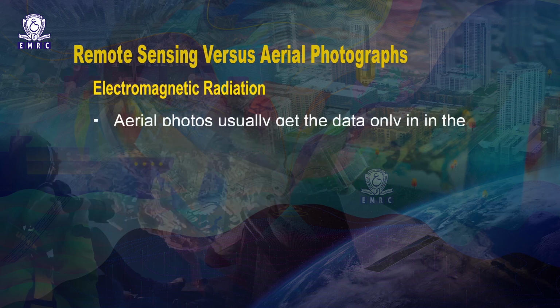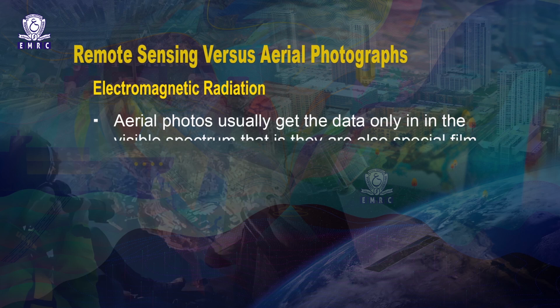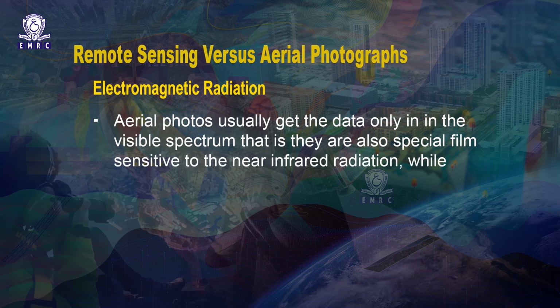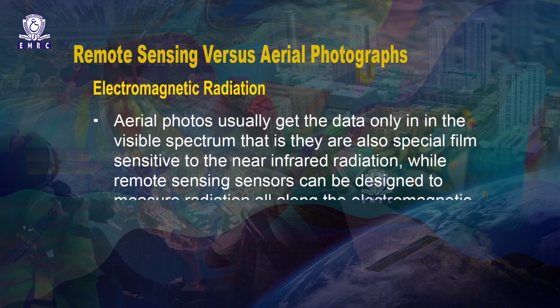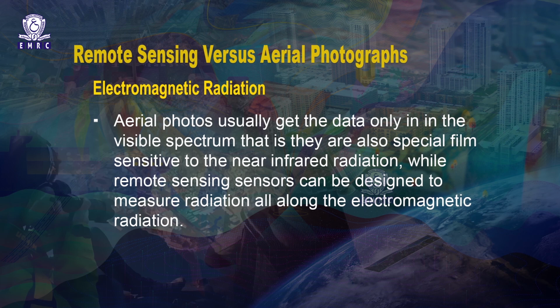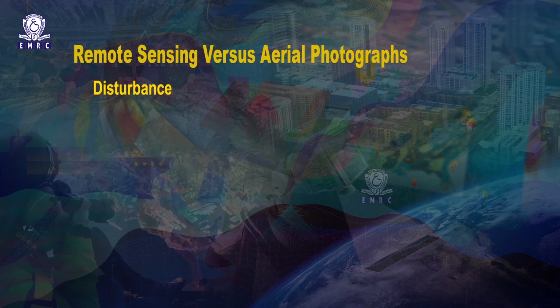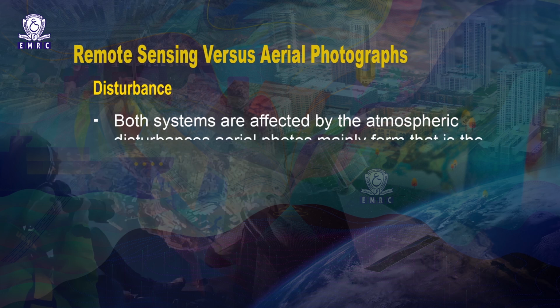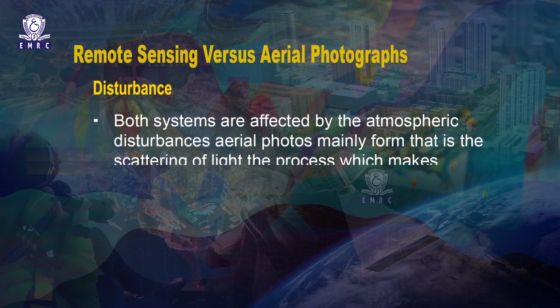Electromagnetic radiation. Aerial photos usually get the data only in the visible spectrum, though there are also special films sensitive to near infrared radiation, while remote sensing sensors can be designed to measure radiation all along the electromagnetic spectrum. Disturbance. Both systems are affected by atmospheric disturbances.